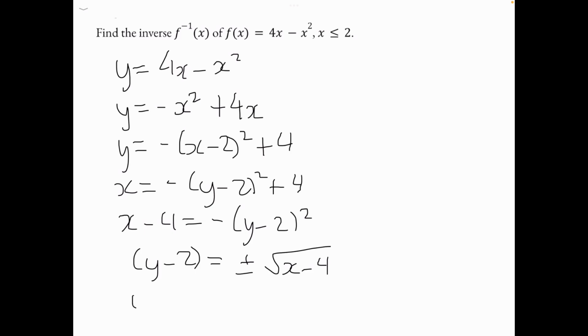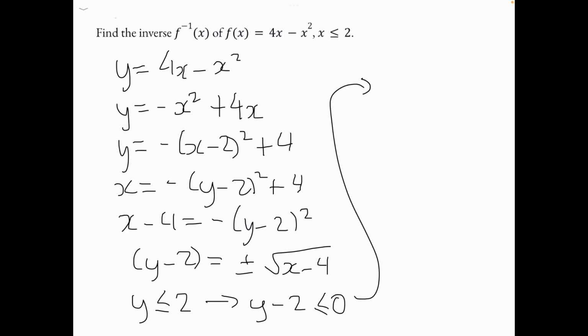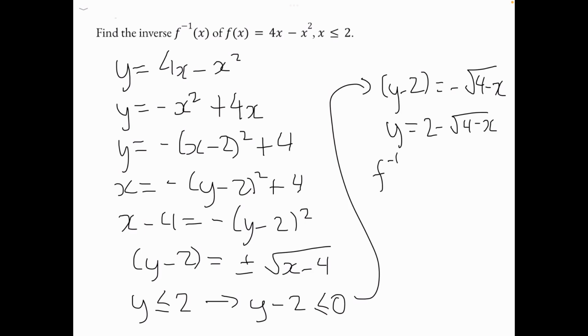So y is less than or equal to 2, which means y - 2 is less than or equal to 0. So it'll be negative. So y - 2 = -the square root of (4 - x), and y = 2 - the square root of (4 - x). And that is the inverse of the original function.